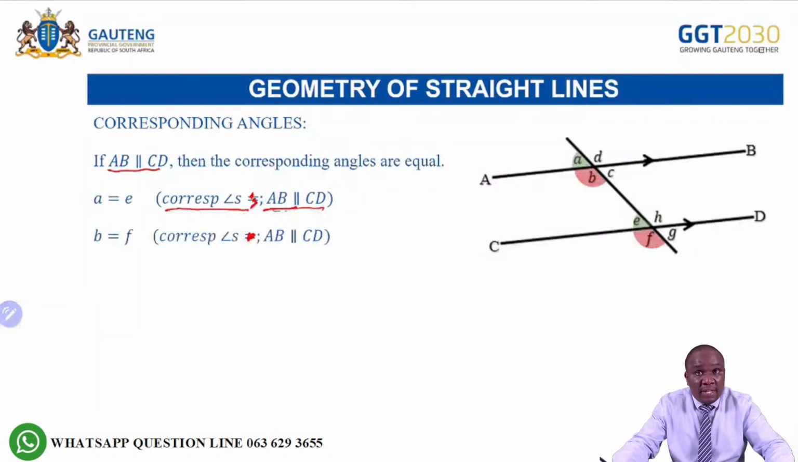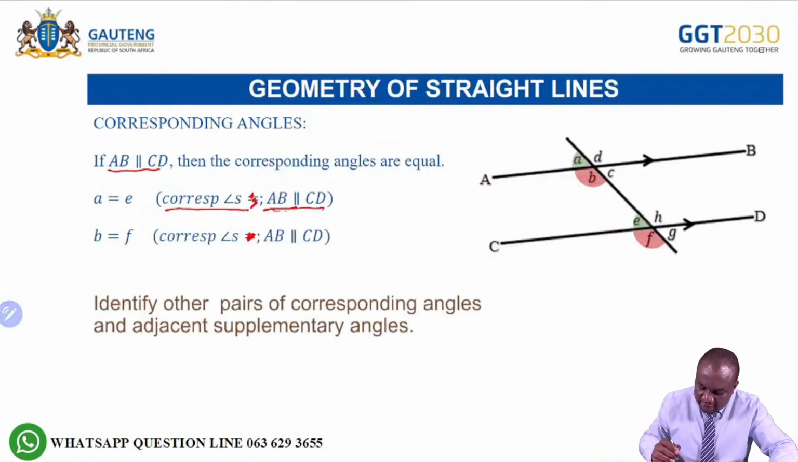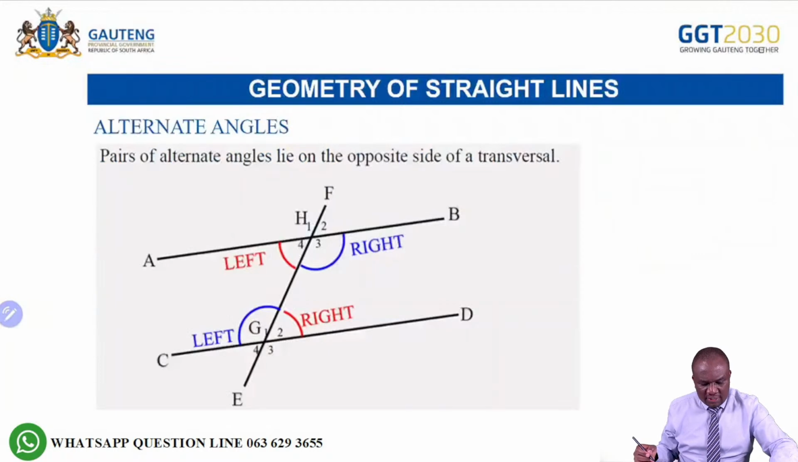And then which other pair? We have D and H. They are corresponding. We have C and G. They are corresponding. You can mark your work there. Okay, this is how we identify corresponding angles. Remember that. Okay, let's go to alternate angles.